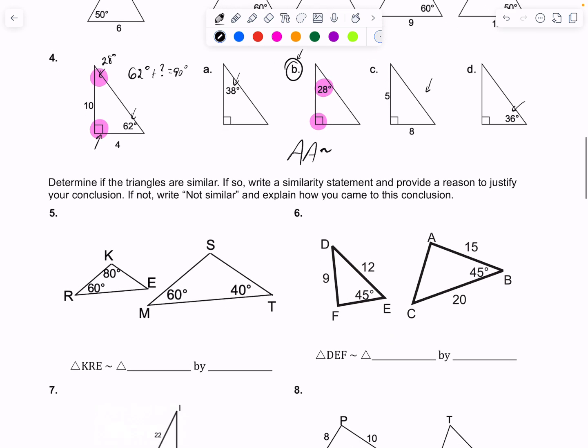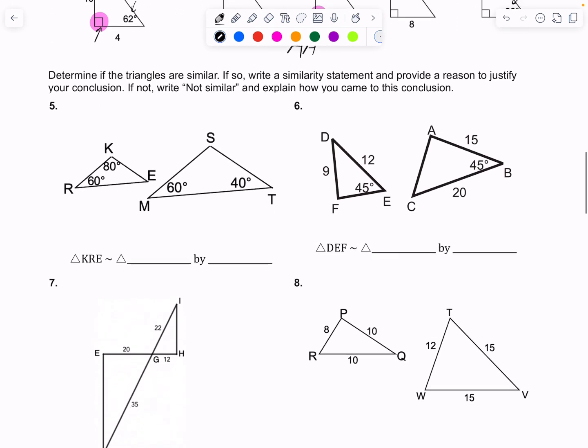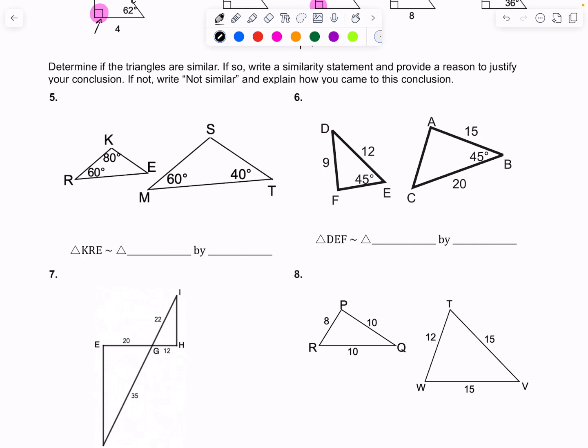All right. Moving on to the next ones. So number 5, determine if the triangles are similar. If so, write a similarity statement and provide a reason to justify your conclusion. So that would be angle-angle similarity, side-side-side similarity, or side-angle-side similarity. And if not, then we're going to write not similar.